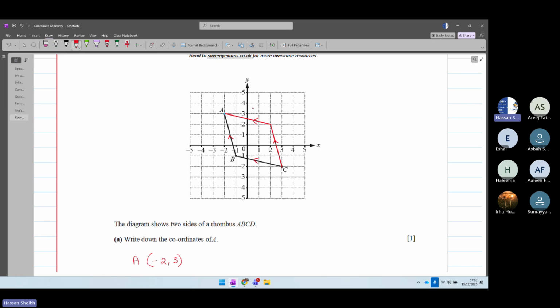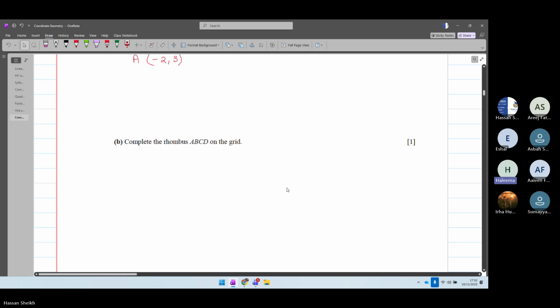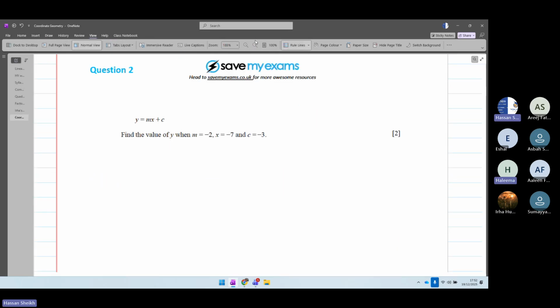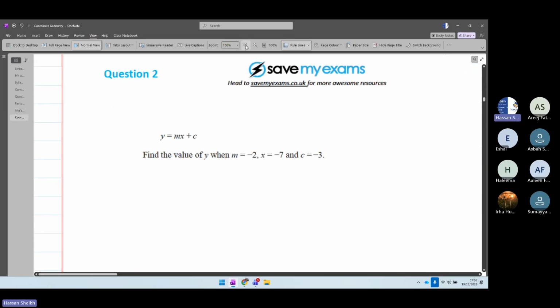So what are the coordinates of A? Minus 2 comma 3. Agree? Now let's have some serious questions here, from question number 2. Find y equals mx plus c.